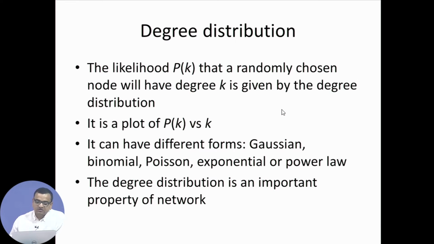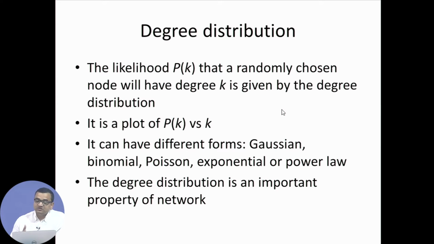Another easy, quite immediate measure to characterize the network is the degree distribution. The degree distribution tells you the likelihood that any randomly picked node will have degree k. So you are plotting how many nodes have a certain number of links, a kind of frequency histogram. You can also present it as a cumulative distribution. It is a plot of p(k) versus k, and depending on the network type, different types of degree distributions are possible. You can have Gaussian, binomial, Poisson, exponential, and many others I haven't listed, and also power law. We talked about power law as scale invariant.